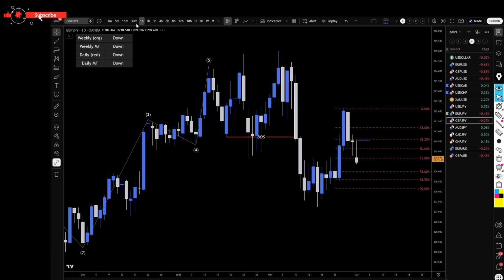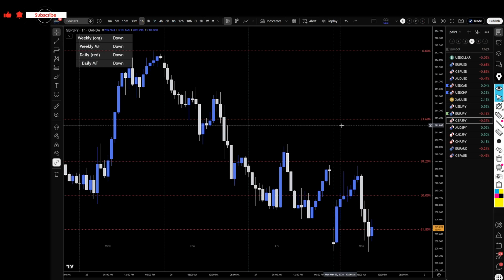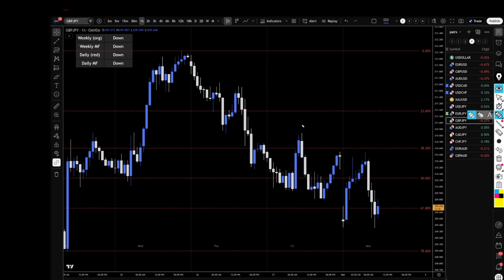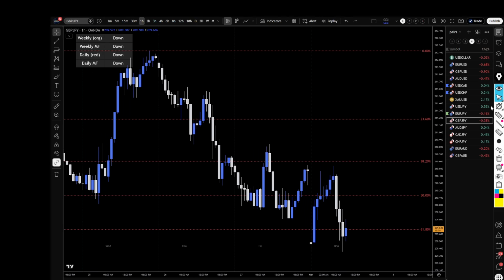So if it's telling us to look for shorts on the daily, then we go down to the 1 hour time frame and we look to go short here, here, and here. We're not looking for longs, so I wouldn't go long right now. We're not looking to go short right at the bottom of a wave.